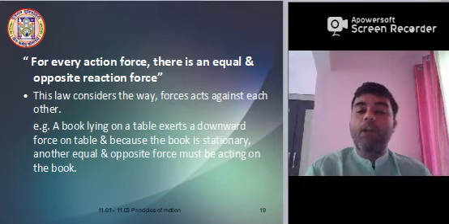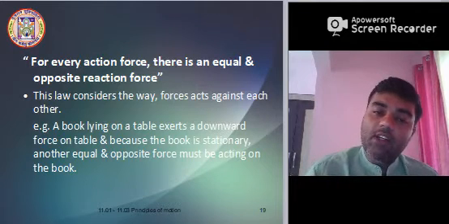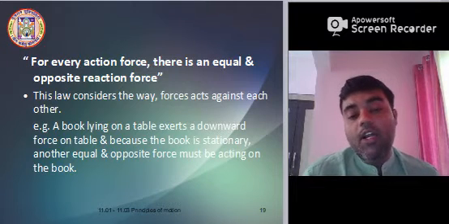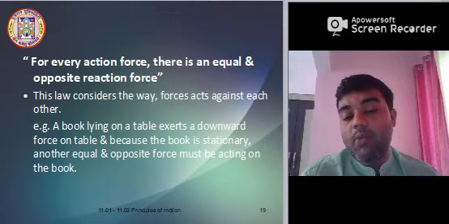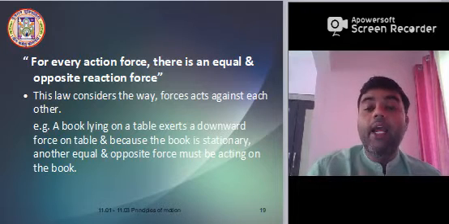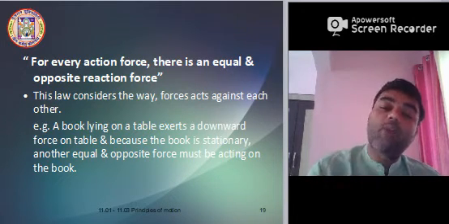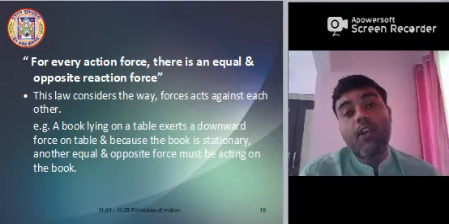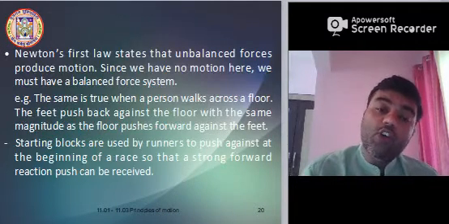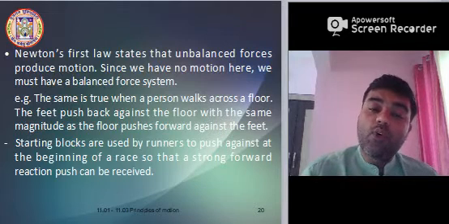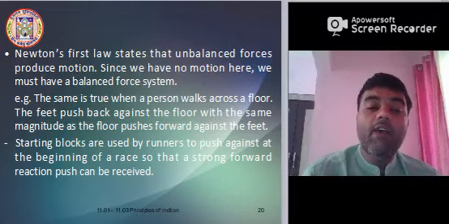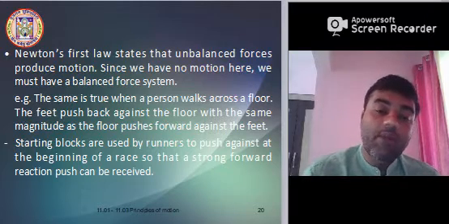Example: a book lying on a table exerts a downward force on the table, and because the book is stationary, another equal and opposite force must be acting on the book. Otherwise, the book would go into movement. In the next slide you can understand it very easily. Newton's first law states that an unbalanced force produces motion. Since we have no motion here, we must have a balanced force system.